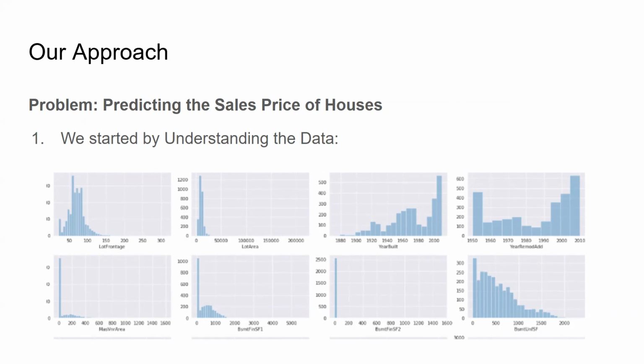Then some special things stuck out to us here. For example, we saw that lot frontage and lot area were two separate features, and we thought maybe we should add those together. And for year built, a lot of the data was closer to this year, which was pretty surprising to us. We thought we should take that into consideration because older years are probably going to be cheaper. And there's some other stuff that we have labeled here.